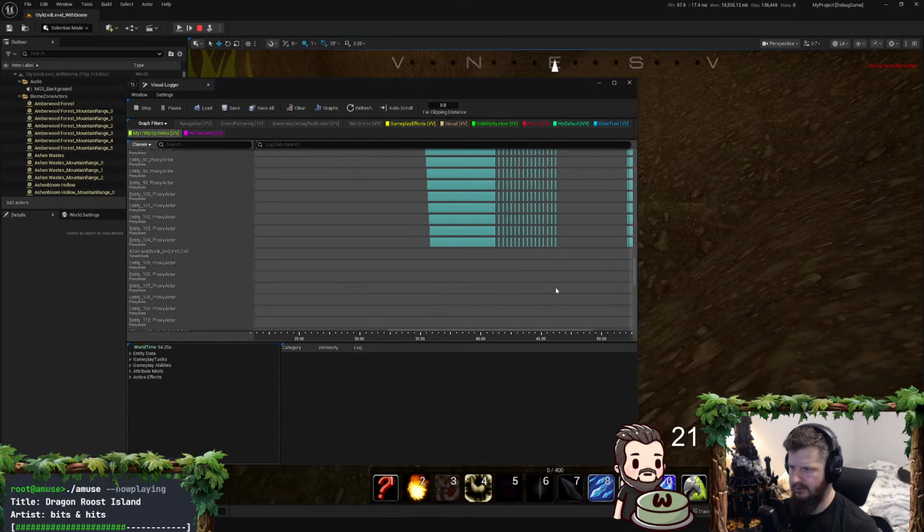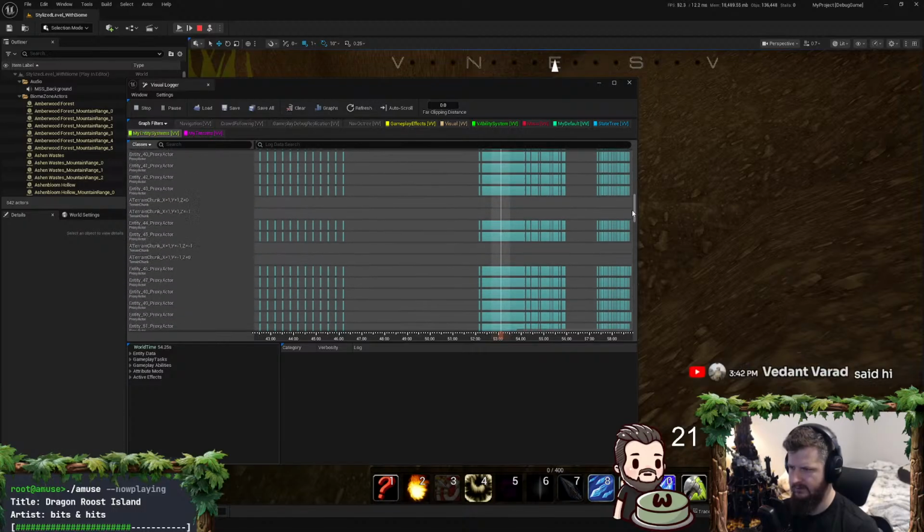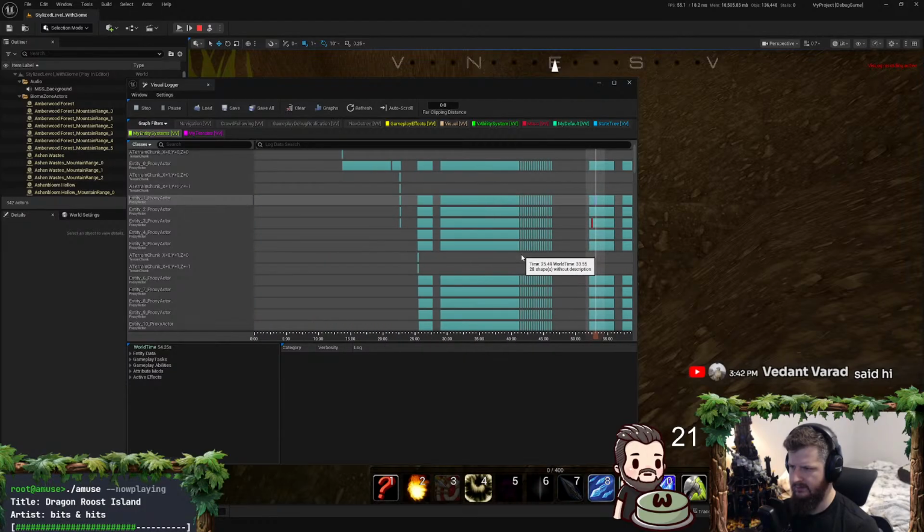Actually, I didn't, it doesn't show it, does it? It's like too clamped in there. Or no, it's there if I zoom out. Okay, it does always show the red one.